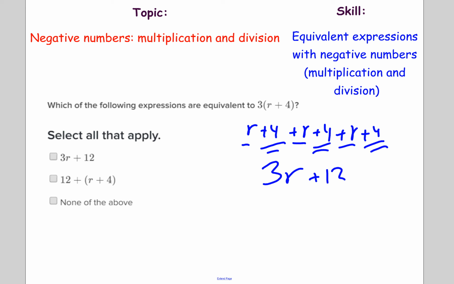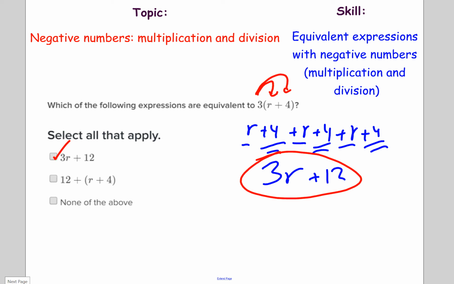I can get the same thing by distributing. 3 times r is 3r. 3 times positive 4 is positive 12. So either way you look at it, you're going to get 3r plus 12. So that works out. Now this one is 12 plus r plus 4. Remember, we've spoken before about, since this is all addition, it doesn't really matter if I add r plus 4 or 12 plus r. It doesn't matter the order in which I add these. And clearly, this is not 3 times r plus 12. This is something different. So that is not the same as the other one.